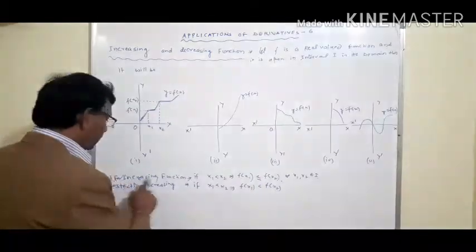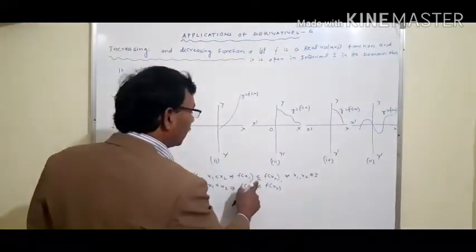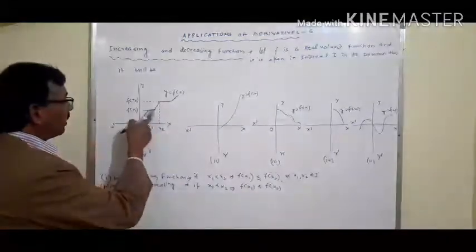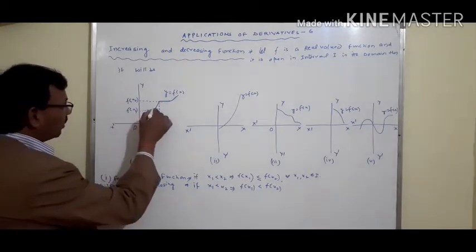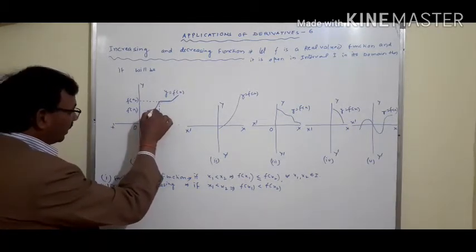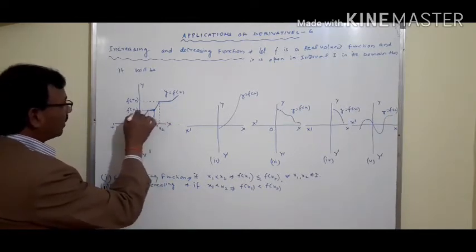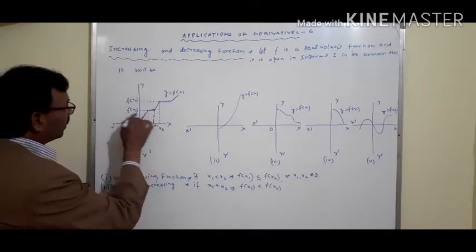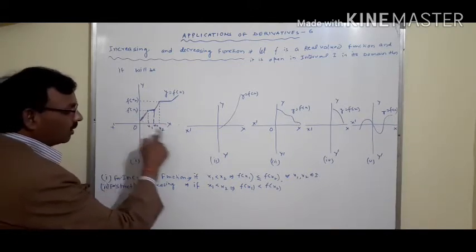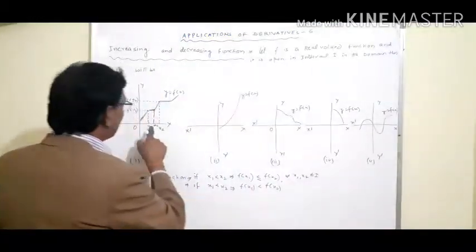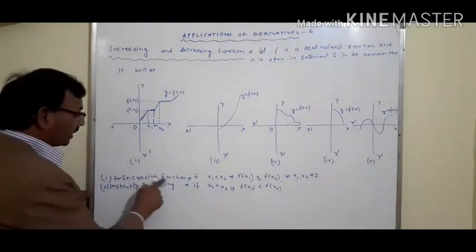You can see here for the increasing function, f of x1 is less than or equal to f of x2. That means maybe f of x1 and f of x2 both are the same. At this point you can see here, if we take here x2, then f of x2 will be equal also to f of x1. That means f of x1 and f of x2 both are equal. So this statement is true. So this type of function is known as increasing function.